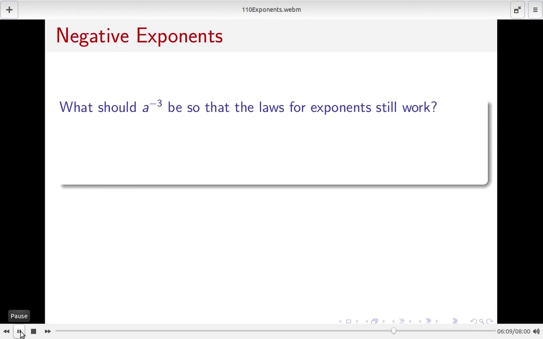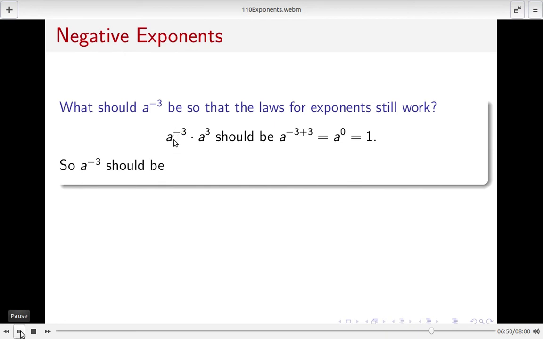Negative exponents are defined using similar considerations. So let's look at a to the minus 3. What should a to the minus 3 be so that the laws for exponents will still work? We'll try this example. A to the minus 3 times a to the 3, if the laws for exponents are going to hold, should be a to the minus 3 plus 3. Minus 3 plus 3 is 0, so this will be a to the 0, and we've decided that a to the 0 is 1.